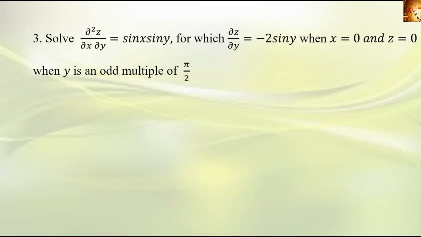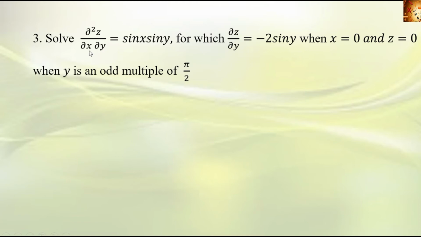Next problem, solve dou square z divided by dou x dou y equal to sin x sin y, for which dou z by dou y equal to minus 2 sin y when x equal to 0 and z equal to 0 when y is an odd multiple of pi by 2. Here initial conditions are given for finding the constants. Let's see, this is a second order PDE.